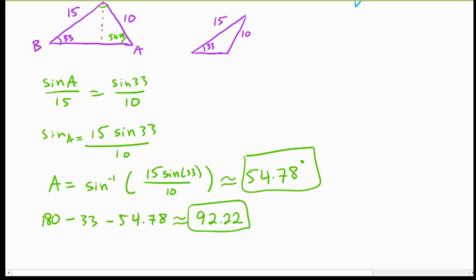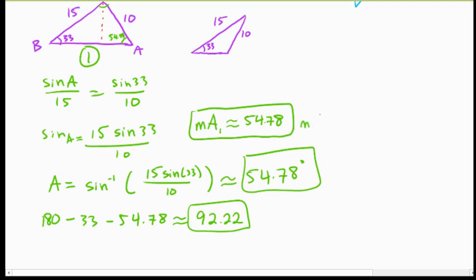The way I'm going to write this is, I'm going to call this my first triangle. So the measurement of angle A1 is equal to about 54.78. The measurement of angle C is equal to about 92.22 degrees. So those are my two missing angles.